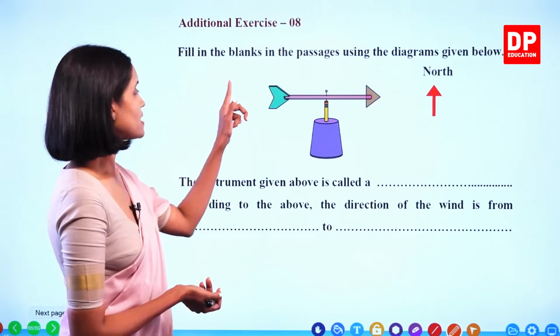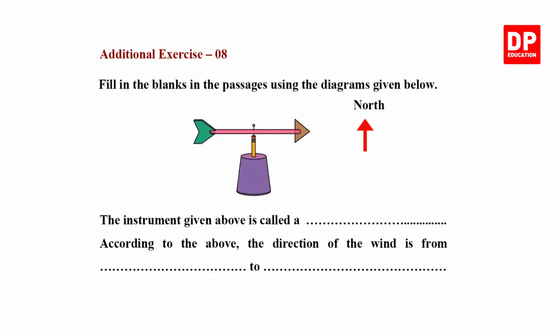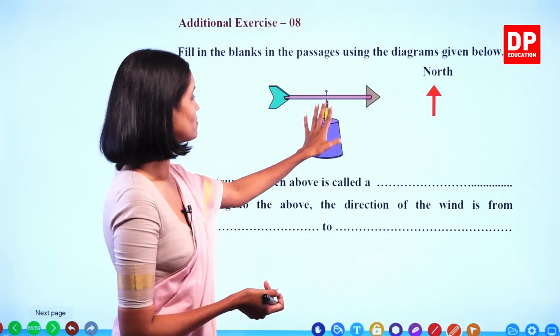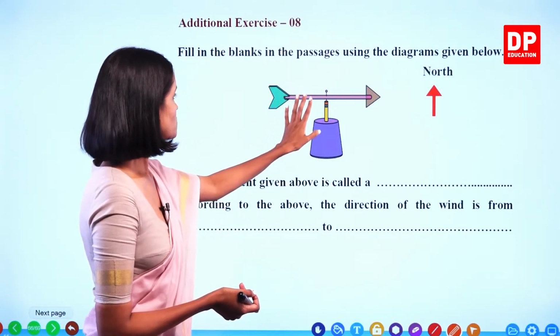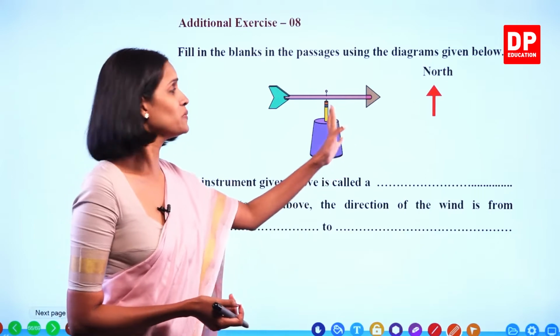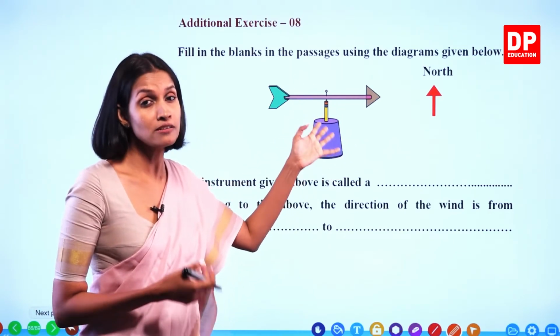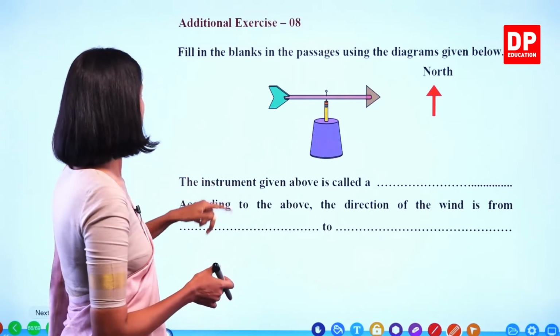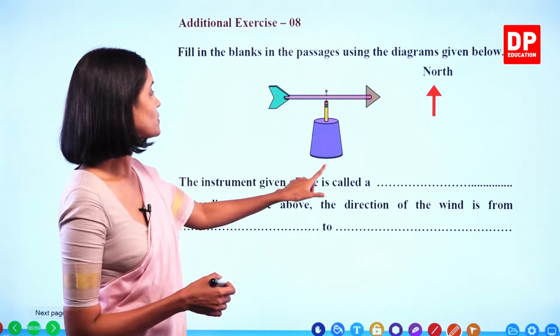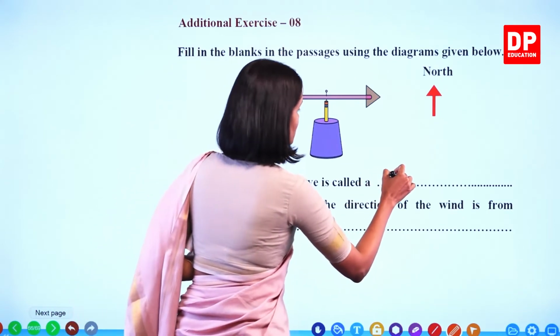Right. Exercise number 8. A similar activity. Fill in the blanks in the passage using the diagrams given below. Right? So what is this, children? We all know now. This is the wind vane. Why do we use this? To find the direction of the wind. Okay? The instrument given above is called a wind vane.